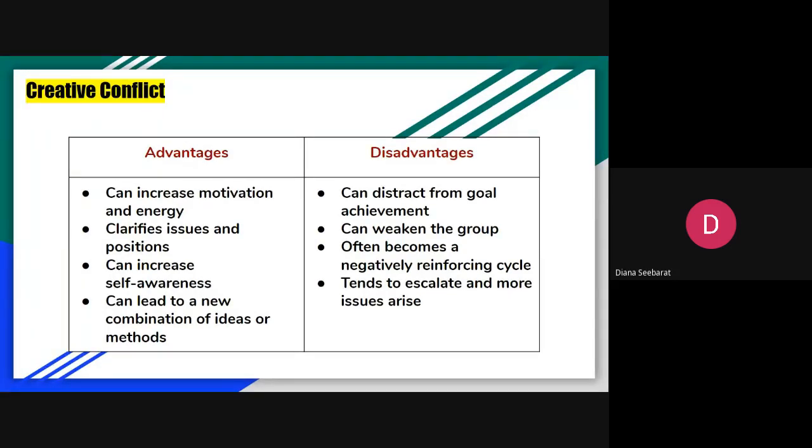Disadvantages, however, are they can distract from goal achievement, can weaken the group, and often become a negatively reinforcing cycle. So, in a group, if the conflict is resolved, then most times the two or three people involved try their best to put their feelings aside, but most times deep down they still have the feelings, so they would always be negative towards each other. And this would just be a reinforcing cycle, and it tends to escalate and more issues arise.